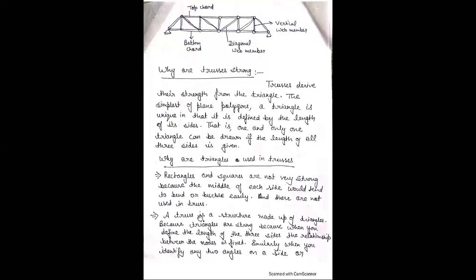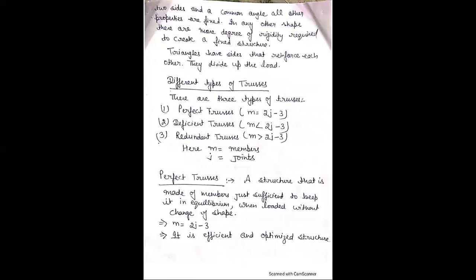And next, a truss is a structure made of triangles because triangles are strong, because when you define the length of three sides, the relationship between the nodes is fixed. Similarly, when you identify any two angles and a side, or two sides and a common angle, all other properties are fixed. If we consider only sides and angles, then other properties of that triangle are fixed.